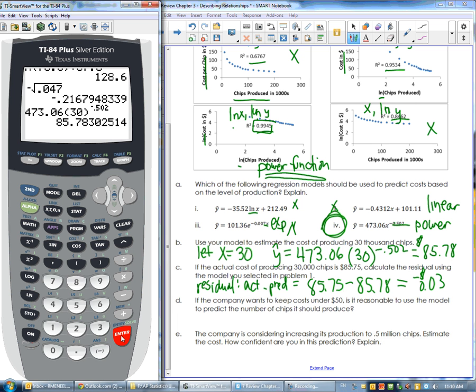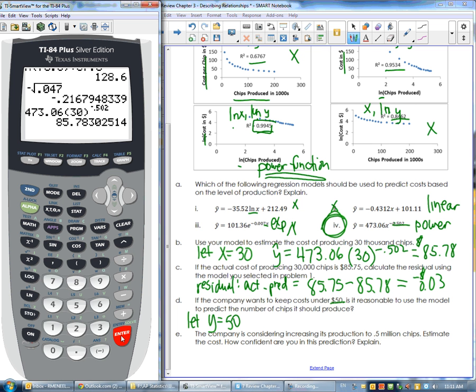If the company wants to keep costs under $50, is it reasonable to use the model to predict the number of chips it should produce? Algebraically, if I want to keep costs under $50, basically I would let y equal 50, and then figure out the intersection of the two equations. However, we said that the chips produced was the explanatory variable, and the cost was the response variable. So even though algebraically we can solve this problem, that's not the intention of the regression equation.